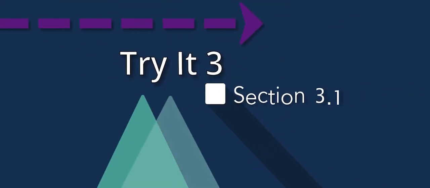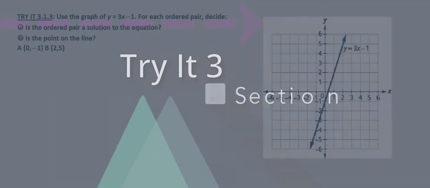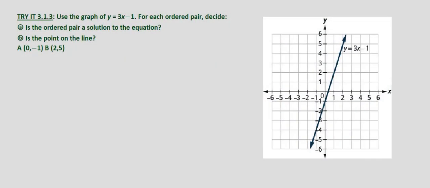With this problem, we're asked to use the graph of y equals 3x minus 1 and determine, for each of the ordered pairs given, is the ordered pair a solution to the equation, and is the point on the line. Now what may not be clear is that if the ordered pair is a solution to the equation, the point is on the line.